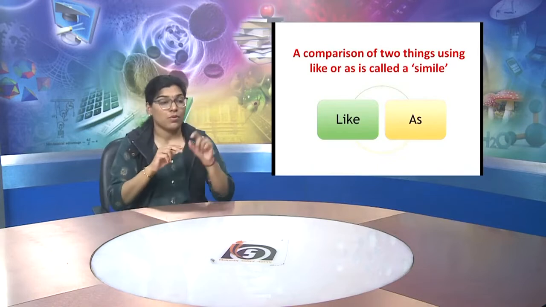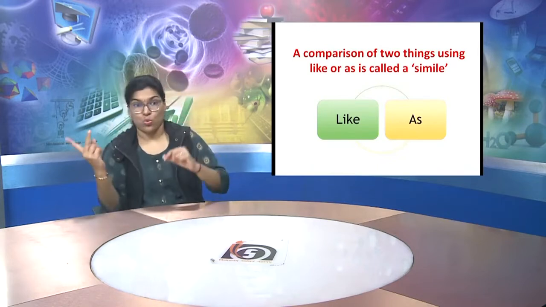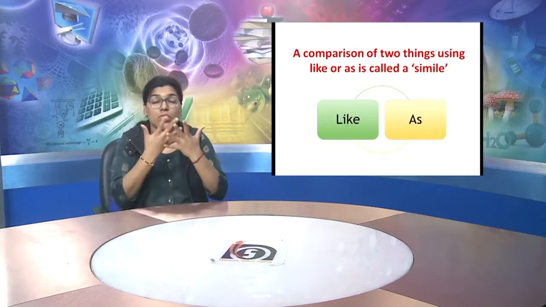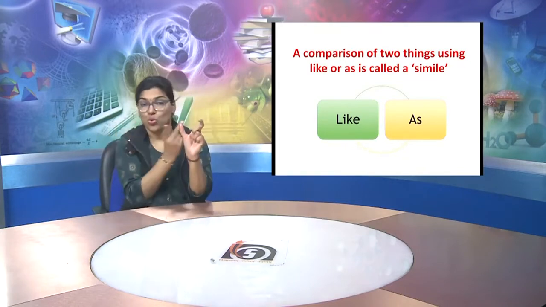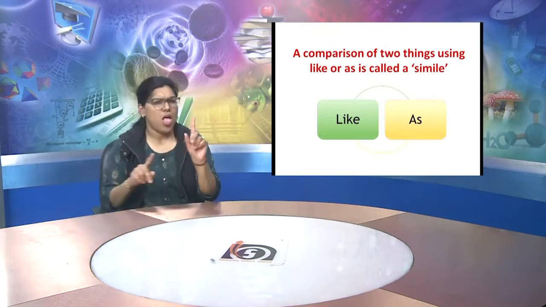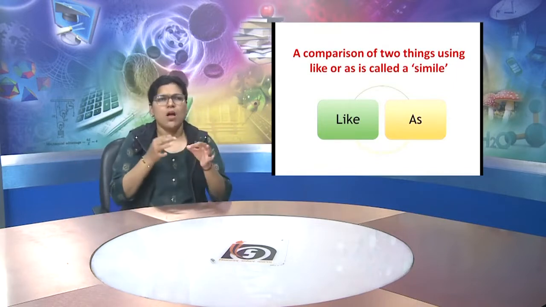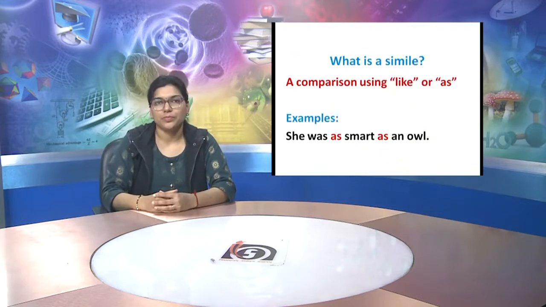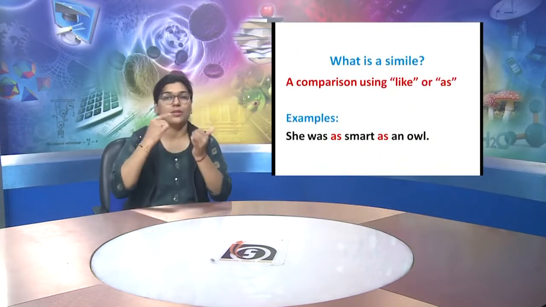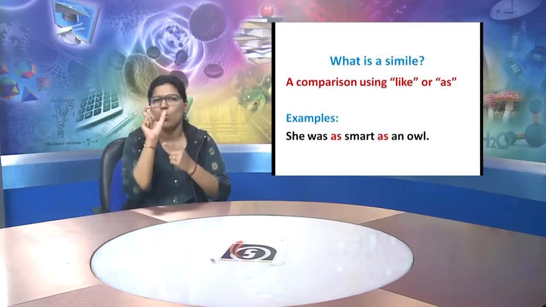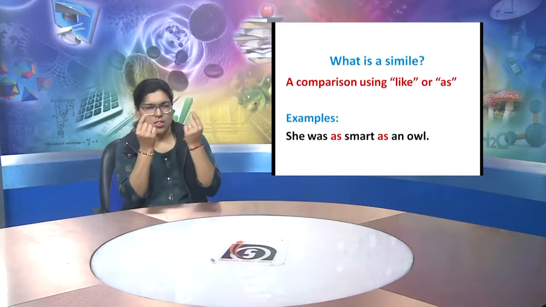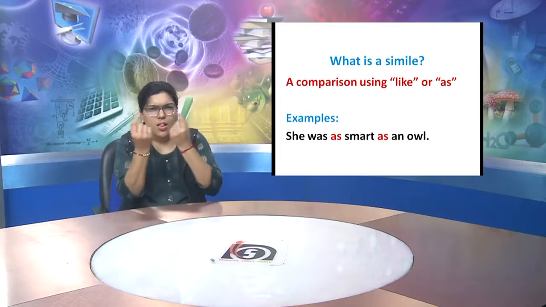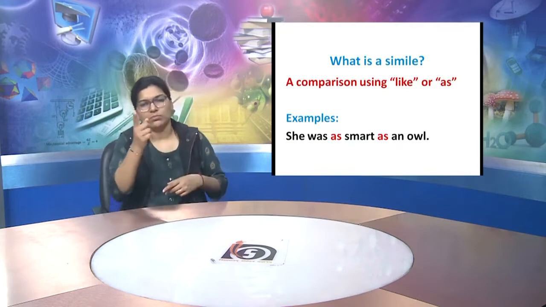I will tell you one example each with like and the second with as. With both the examples, you will be able to understand the difference of both the words. I will explain with an example. S-I-M-I-L-E, simile. Let us first understand the meaning of simile. It is used for comparison of two things.